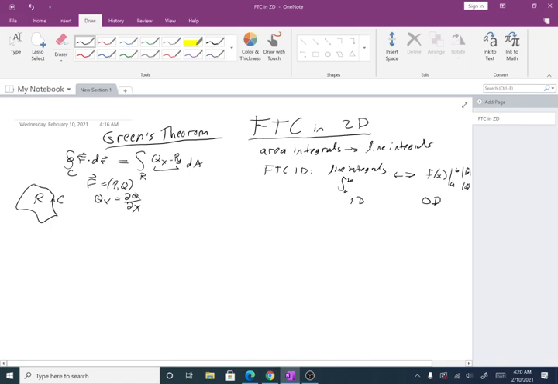So what this is saying is that this is a 1D line integral, and it's related now to a 2D surface integral. And the point is, why do we have this form of the integrand, Qx minus Py? The reason is because it is equal to 0 if F is a gradient.